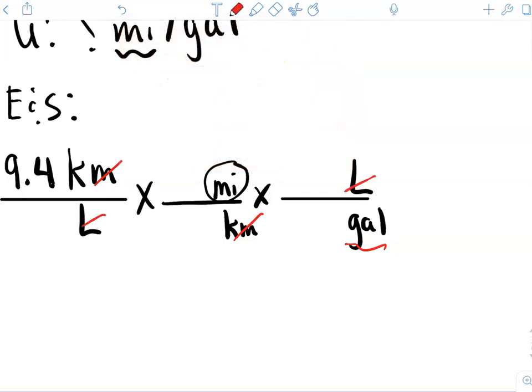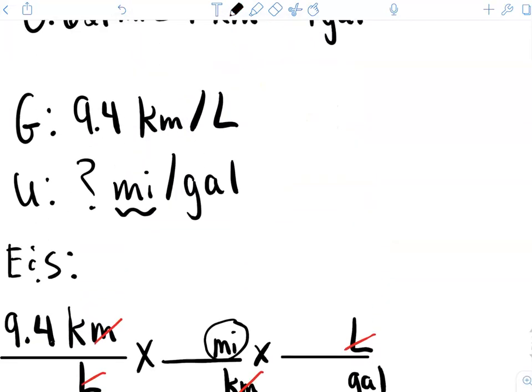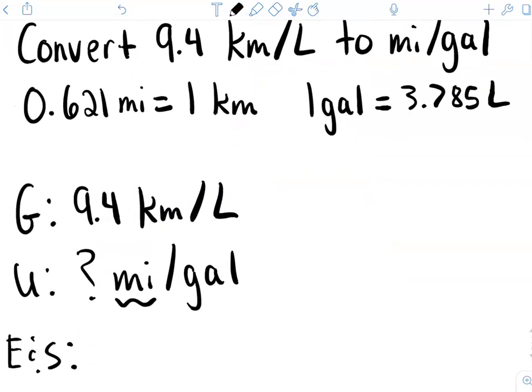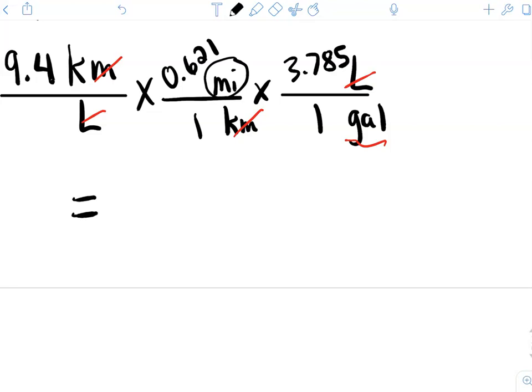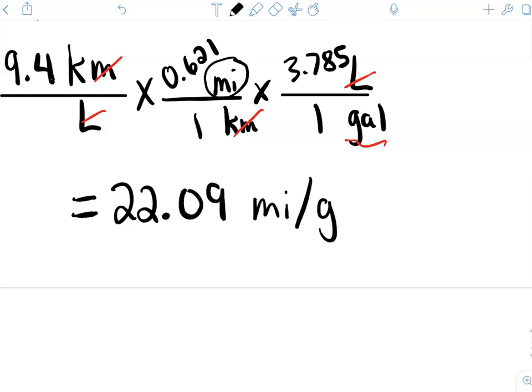And then I'm just going to plug in from my conversion factors up here. So 1 and then 3.785. And whenever you plug this into your calculator, you round to 2 decimal places, you should get 22.09 miles per gallon.